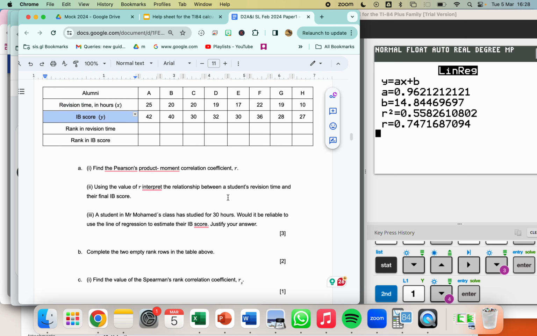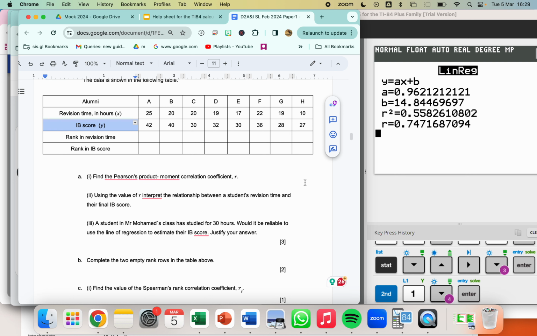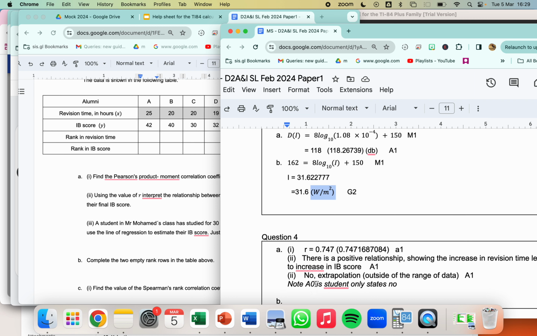A student in Mr. Mohammed's class has decided to study for 30 hours. Would it be reliable to use the regression line for their IB score? Now, you're going to have a look at all of these revision times and you can notice there's nothing over 30. So there's going to be some sort of answer, probably to do with saying no. You say no. You can use the word extrapolation because it's outside of the data range. Now you can say that in a sentence, but if you memorize this, this is much easier to say.